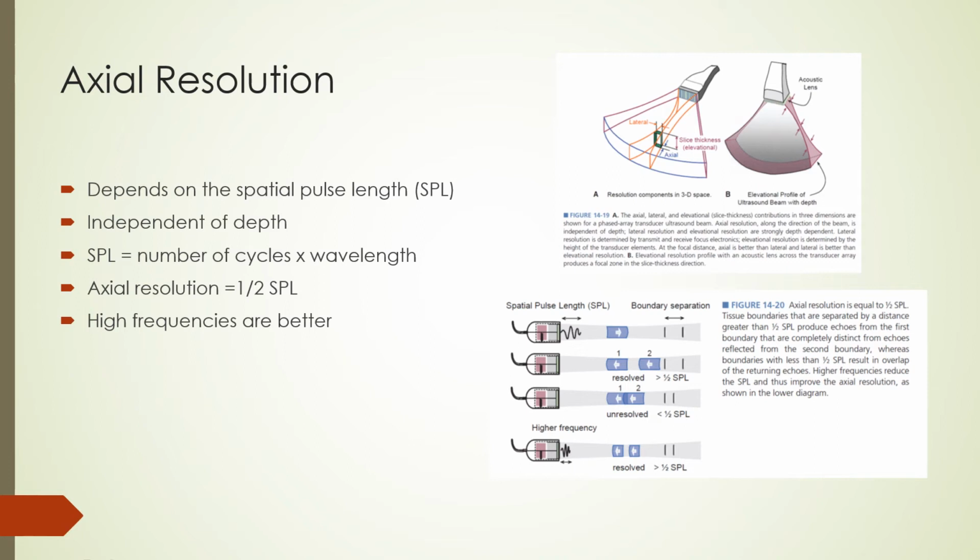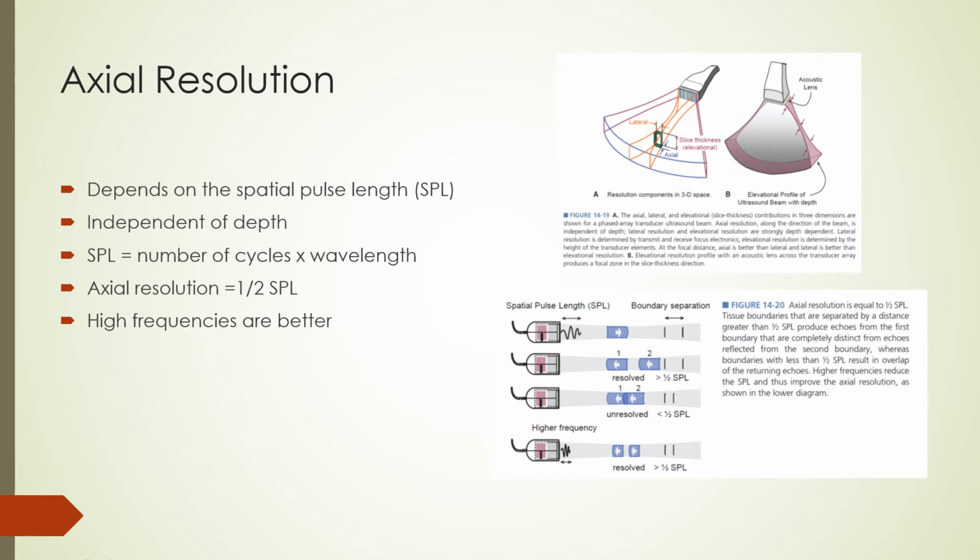The spatial pulse length is equal to the number of cycles multiplied by wavelength. Higher frequencies have shorter wavelengths and so produce better axial resolutions, but are less penetrating because of the higher attenuation coefficients at higher frequencies.